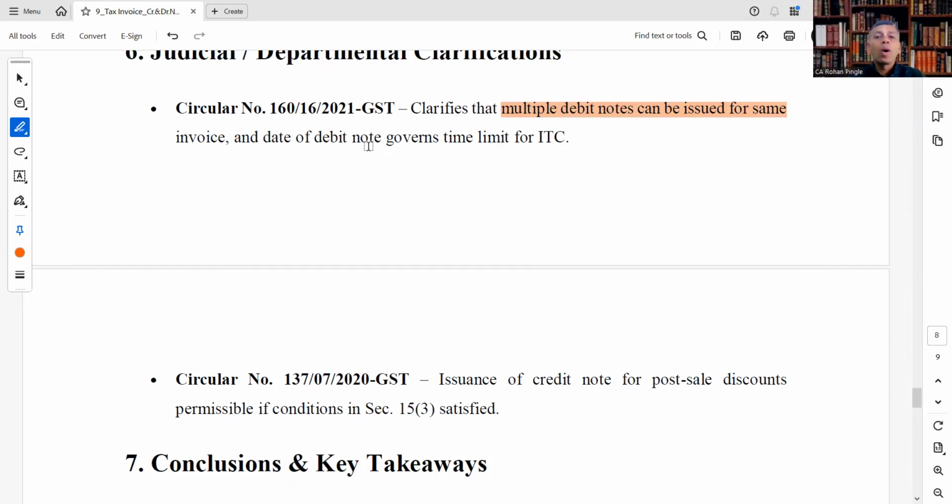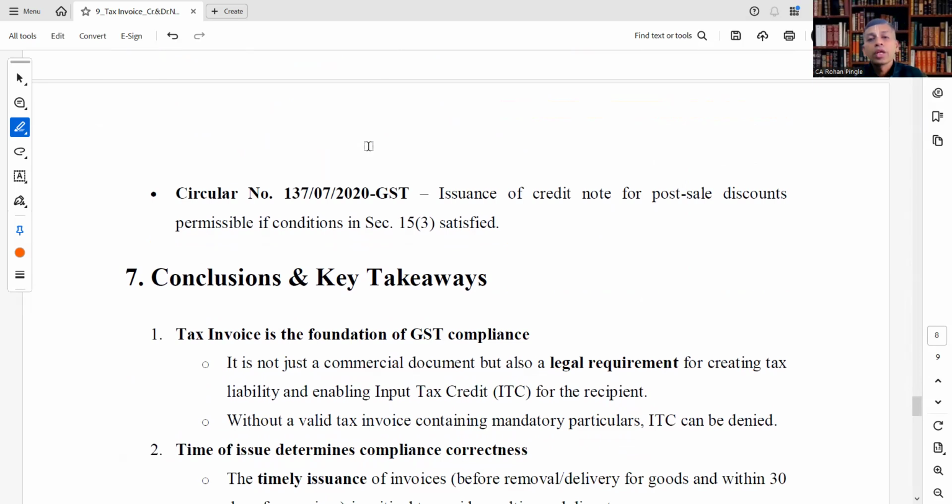And circular number 137 of 2022 clarifies the issuance of credit notes for post-sale discounts. Issuance of a credit note for post-sale discounts is permissible if the conditions in section 15 subsection 3 are satisfied. You need to see that separately. In section 15 subsection 3, there is a condition mentioned and you need to fulfill that condition if you want to issue a credit note for post-sale discounts. That is permissible only if you are fulfilling the condition mentioned in section 15 subsection 3.